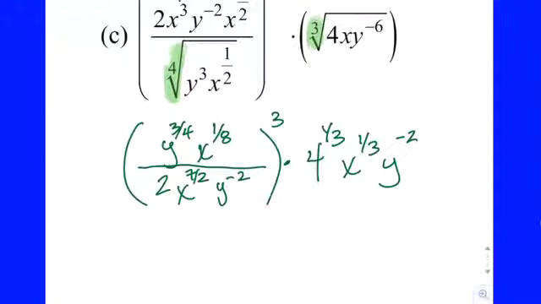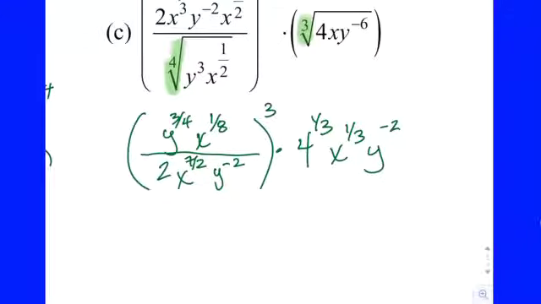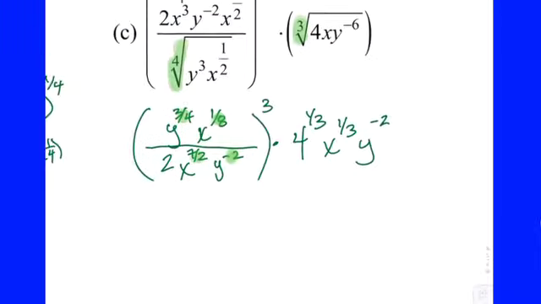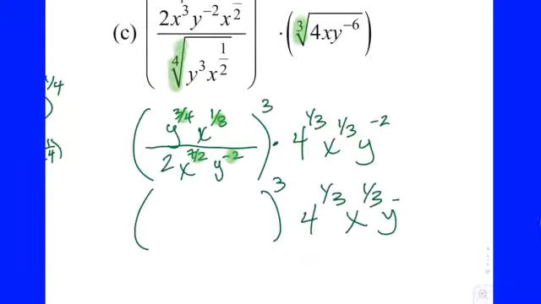Everything is still equivalent. Okay, so now the second factor looks good. And again, you can either distribute the 3 now, or you can kind of work from the inside out. You've got x's and y. So let's go ahead and kind of keep that as a strategy. Let's continue to work from the inside out. So I'm going to leave the 3 there. 4 to the 1/3, I'm going to leave it like that for now. X to the 1/3 and y to the -2.